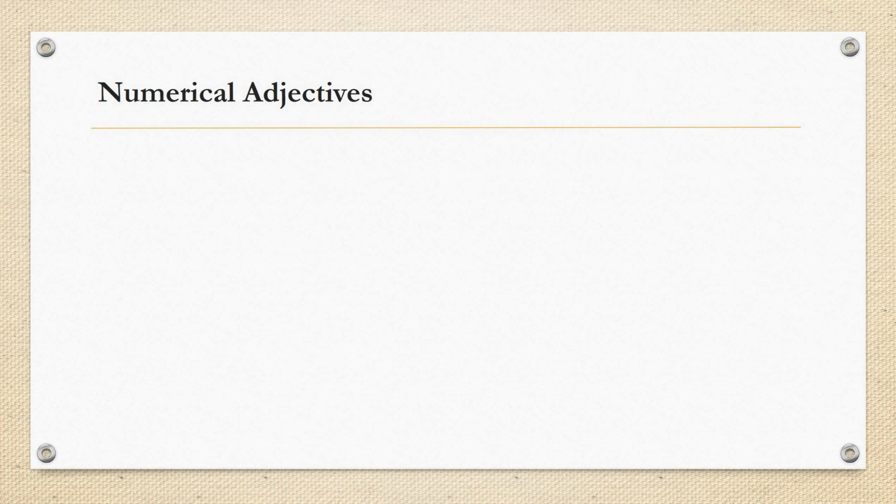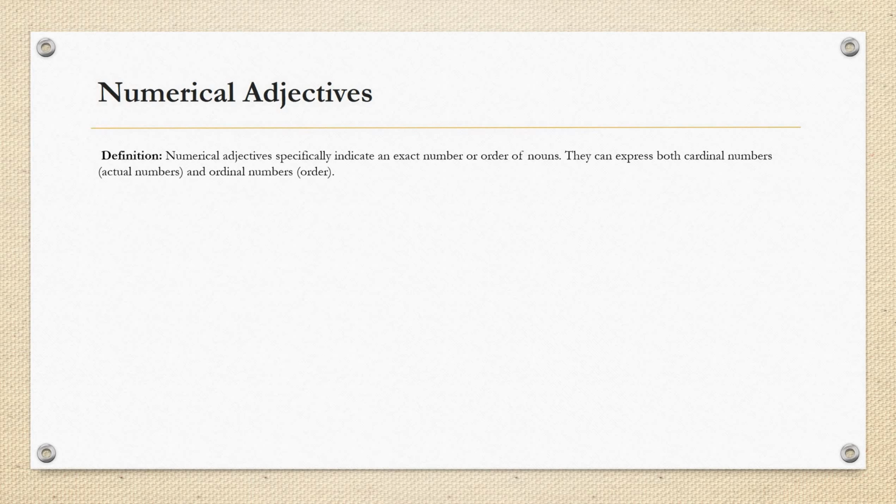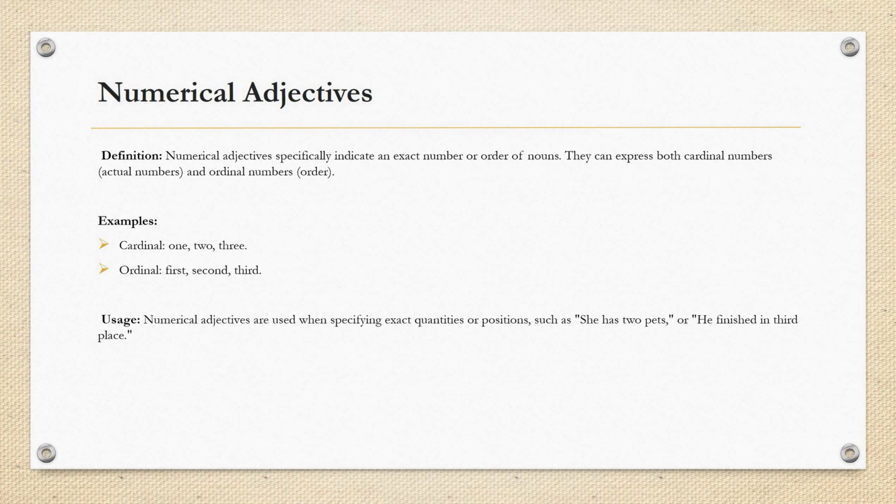Numerical adjectives. Numerical adjectives specifically indicate an exact number or order of nouns. They can express both cardinal numbers, actual numbers, and ordinal numbers, order. Example for cardinal: 1, 2, 3. Example for ordinal: first, second, third.